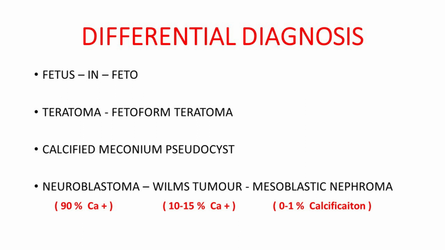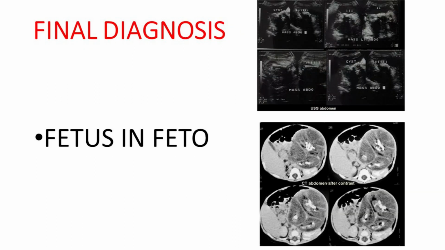Neuroblastoma is very common, and about 90% of them will have calcification. And Wilms tumor, because of the presence of kidney just close to it, has 10 to 15% calcification, but not like this. Mesoblastic nephroma is almost against it because there is usually no calcification. So the final diagnosis is fetus in fetu.